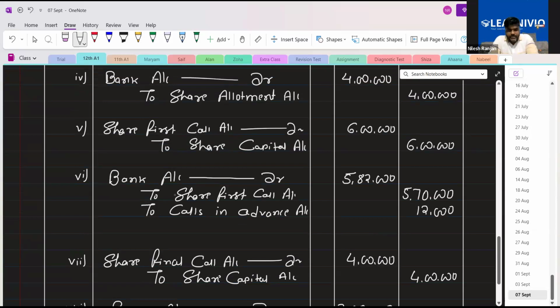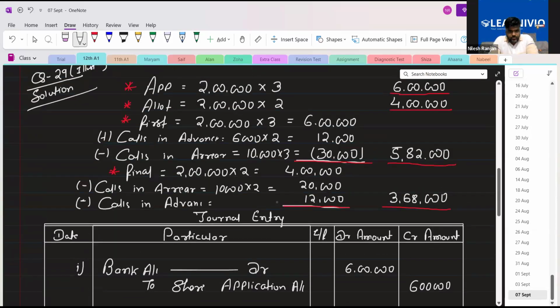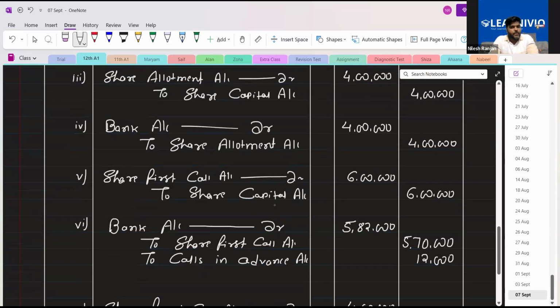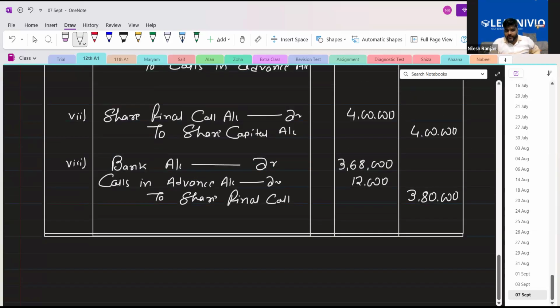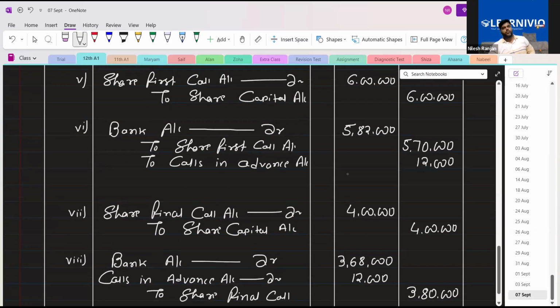That's why I am always saying that please do the working note before solving the question. So this is it. In the first call, we have calls in arrear and calls in advance. Calls in advance we are receiving at that time, so this 12,000 is added. And in the final call, or you can say second call, this 12,000 is deducted because it is for this call which we have received on first. So 12,000 is deducted and also the calls in arrear is deducted. So that's why 3,68,000. Now please write the share first call and second.